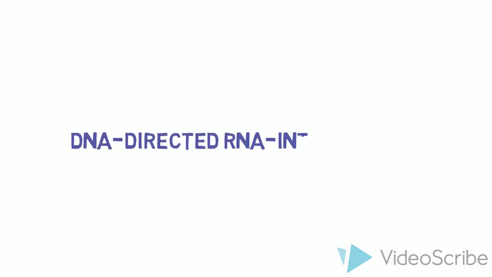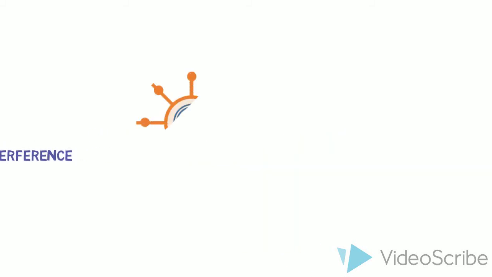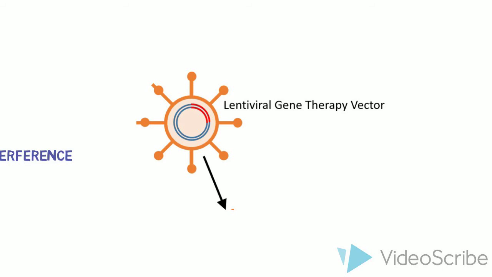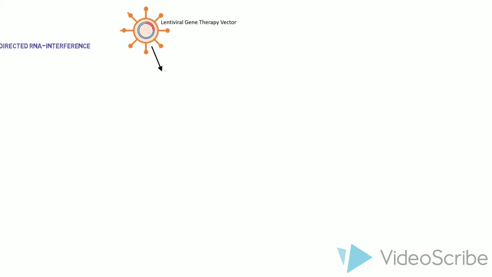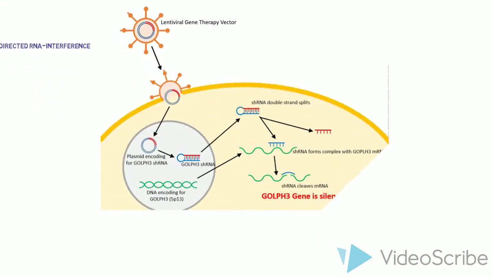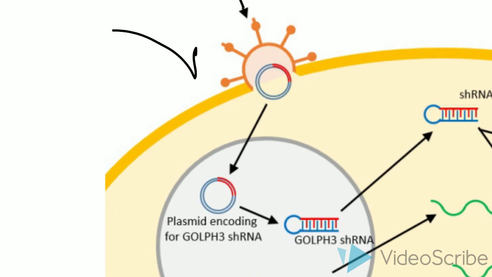To limit the effect of GOLPH3 in prostate cancer, GOLPH3 expression is silenced by DNA-directed RNA interference through lentiviral gene therapy. First, a plasmid is constructed that encodes for short hairpin RNA molecules, which silence the expression of GOLPH3. This plasmid is then inserted into the host cell by a lentiviral vector, which introduces the plasmid directly to the targeted prostate cancer cell by antibody-antigen interactions.